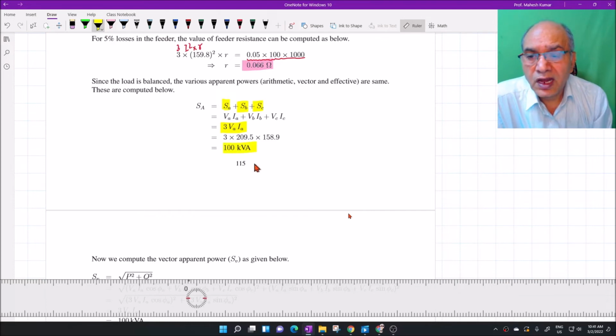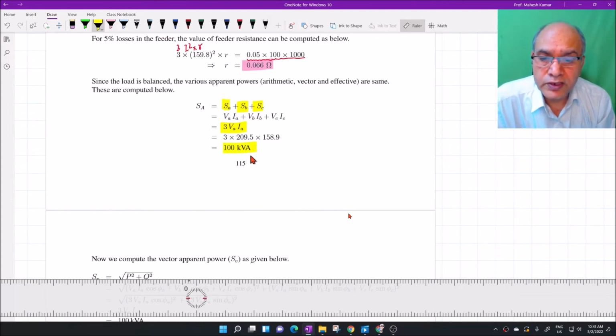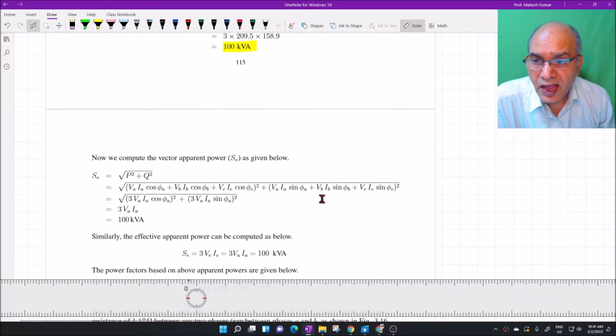So arithmetic apparent power is 100 kilovolt amps. And for vector, it is the square root of P square plus Q square. There is no D because there are no harmonics. If you solve this, you will get this same thing again, 3 into VA into IA, 100 kVA.